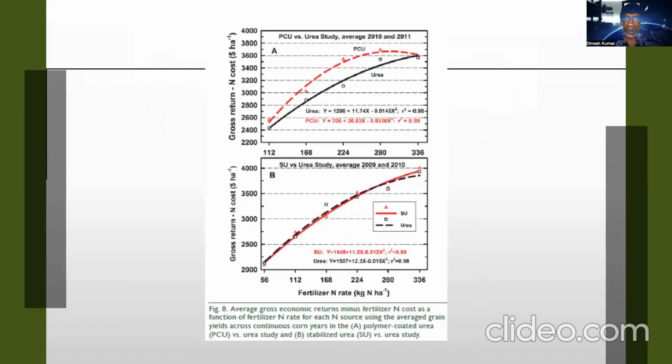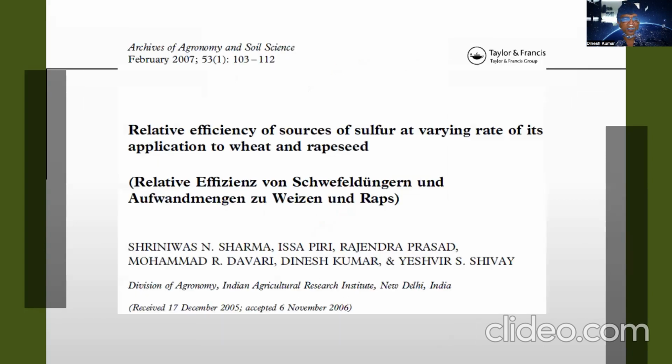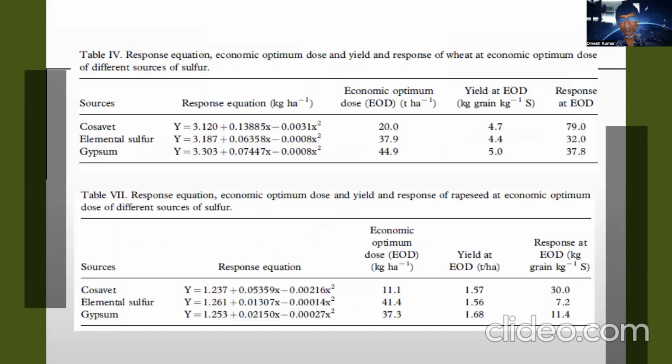See more such kind of correlation regression analysis. This is also one example. So you can see here, there were 3 sources of sulfur, Kosavet, elemental sulfur, gypsum, and 3 different response equations were developed for different levels of sulfur. And you can see these are the sources, and economic optimum dose was worked out for 3 different sources.